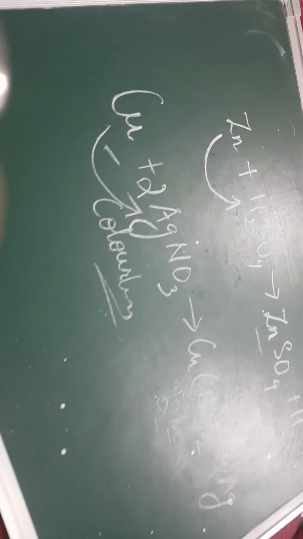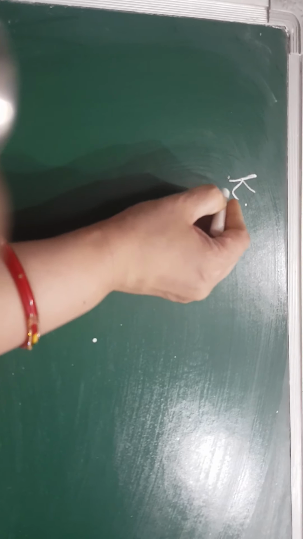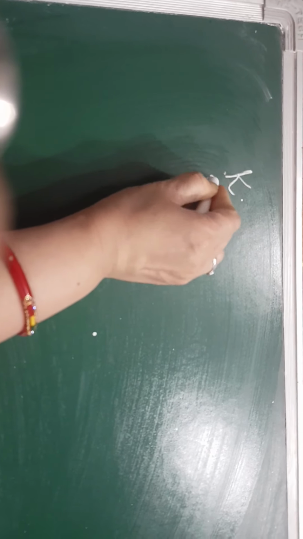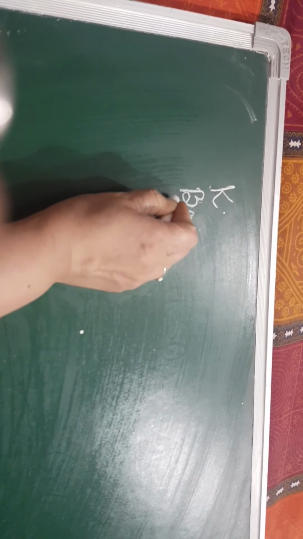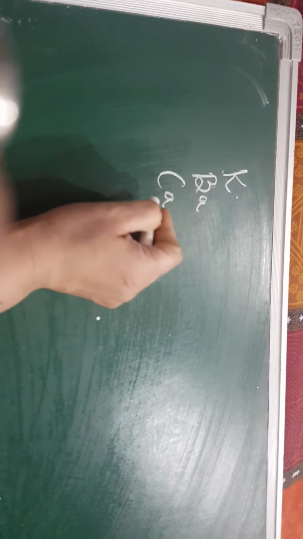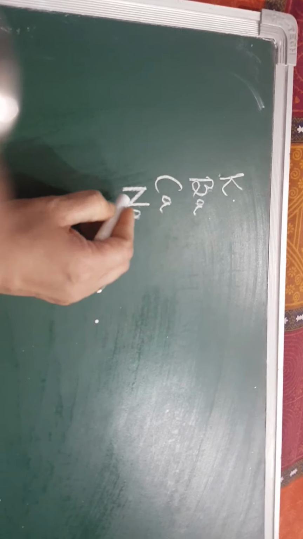Now for displacement reaction, you should learn the reactivity series, because that is very, very important. If you know the reactivity series, you can make out which element can displace what. So according to the reactivity series, the first one is potassium. Second one is barium, Ba is barium. Please write down the reactivity series in your notebook. Third is calcium, Ca. The fourth one is sodium, Na.